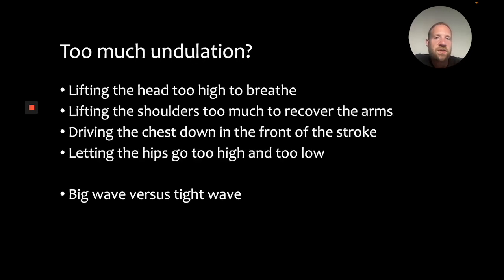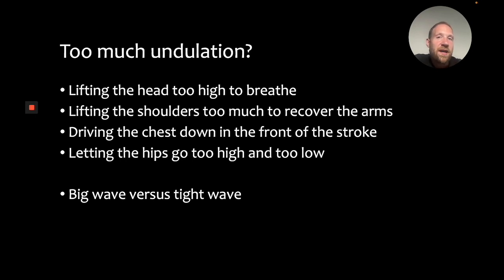We talked about the problems associated with too much undulation, but what does too much undulation actually look like? First, it can take the form of lifting the head too high to breathe. So when the head comes up to breathe, there's too much amplitude in the breath, and that's going to create more space that the body moves through. Along with that, which can be independent or in conjunction with the breath, the shoulders lift too high out of the water in order to recover the arms. Again, the shoulders go up, the hips go down, more range of motion.